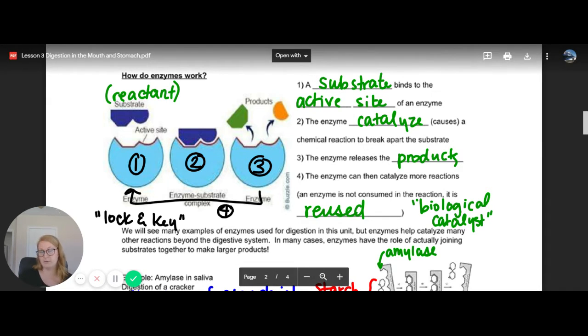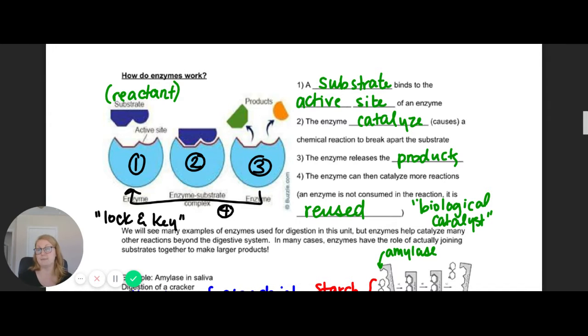In this particular unit, we're looking at enzymes that catalyze digestion. So we're looking at the breaking apart. But of course, there are many, many enzymes that are also putting something together. So their substrates would be 2 or 3 different things that they're binding together to make one whole product.